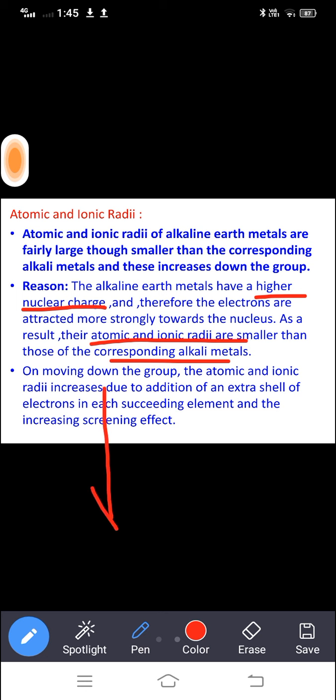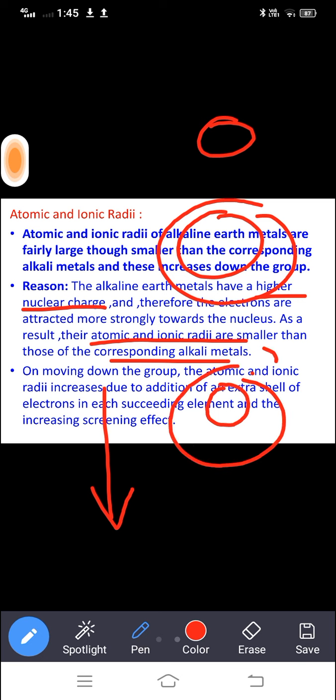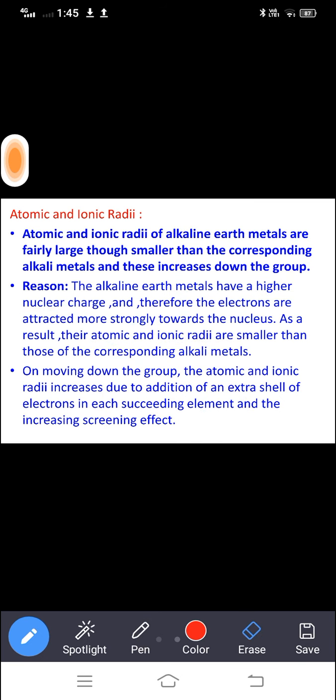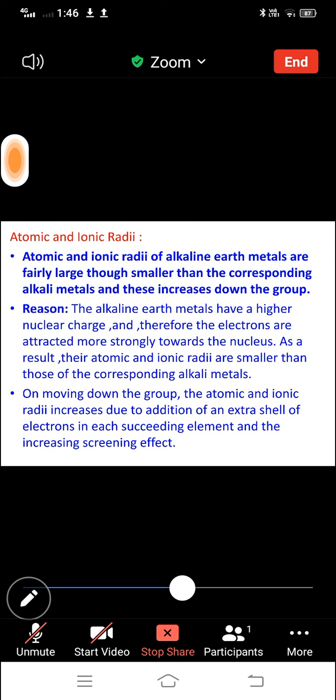When you move down the group, the same concept applies: the shells keep on adding, and when the shells are added, the atomic and ionic radii increase. So in this concept, we want to learn two statements. When you move from left to right, atomic and ionic radii decrease. Due to that, the atomic and ionic radii of the alkaline earth metals are less compared to the alkali metals. And when you move down the group, normally they increase. We will also discuss the screening effect when you move down the group.